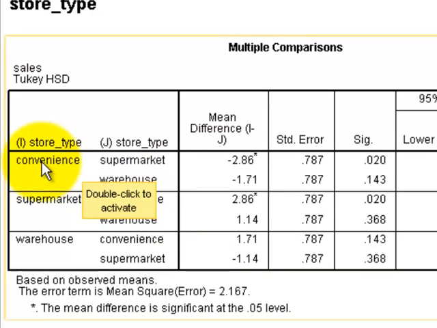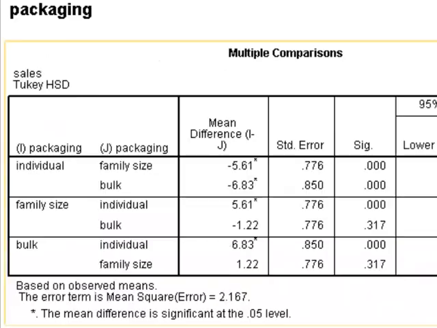And so here's the store difference. It does look like there is a significant difference between the convenience stores and the supermarkets, but that's the only one. So there's a significant difference in the number of sales of Lighties between convenience stores and supermarkets. Now let's look at the packaging differences. Yes, there's a serious difference right off the bat. Individual and family size, yes, there's a significant difference. Individual and bulk, there's a significant difference. In fact, the only place there's not a significant difference is between the family size and the bulk.